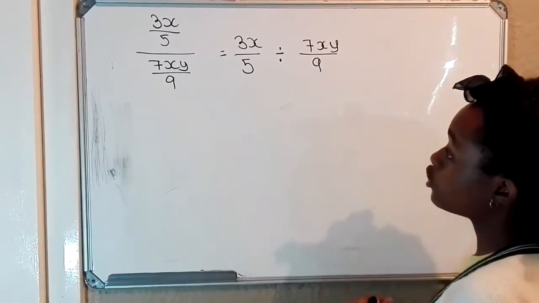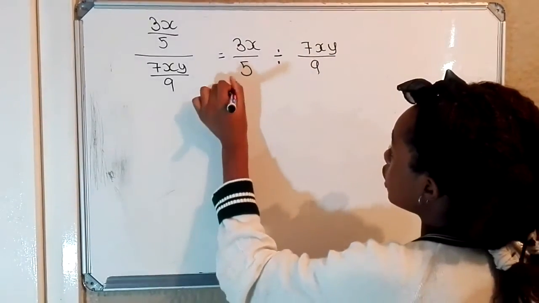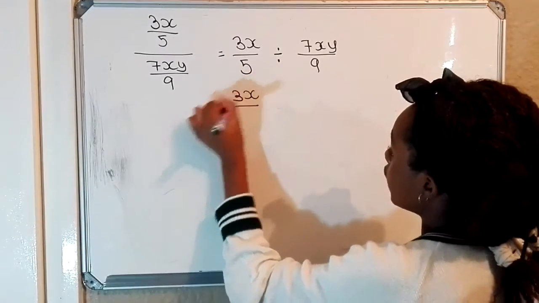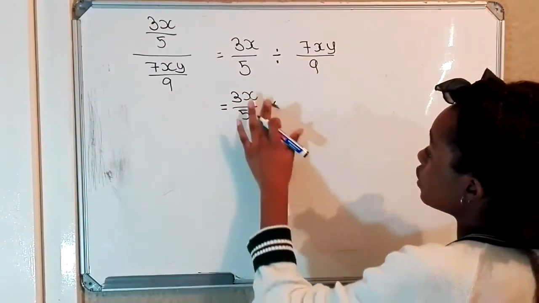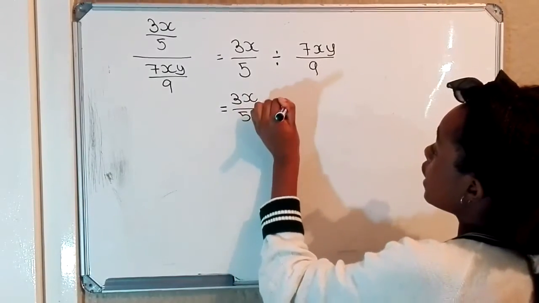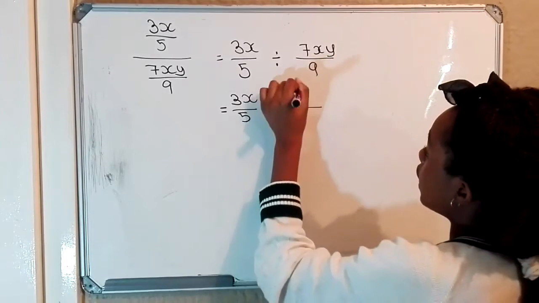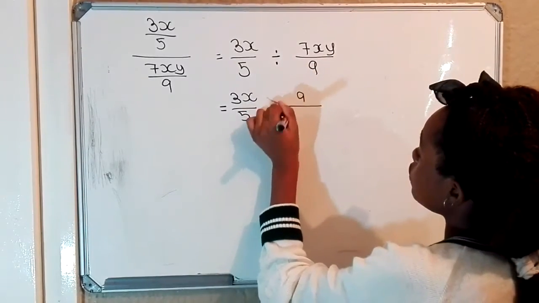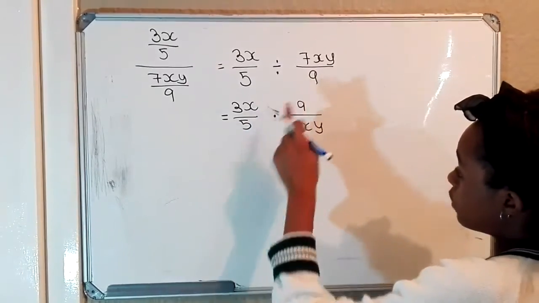So remember the rule of division. When dividing fractions, you keep the first one, which is 3x over 5, change the sign to multiplication with the dot, and you switch this fraction, so it becomes 9, and then 7xy will be at the bottom. So now we can multiply top by top, bottom by bottom.